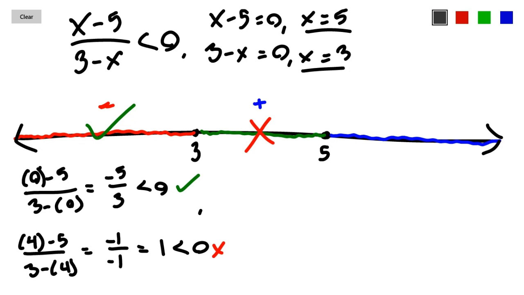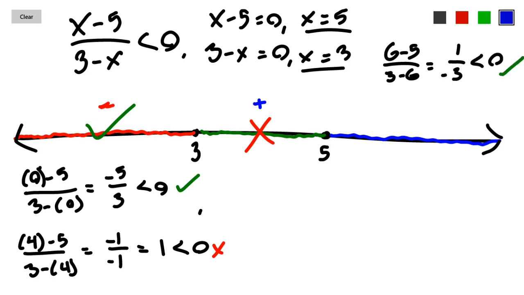And then the last one I'm going to test, I'm going to say that x is equal to 6. So 6 minus 5 divided by 3 minus 6, this gives me 1 over minus 3, which is less than 0. So this is going to give us negative values, which is what we're looking for. So the solution set, all of the values that x can take on, are going to be contained in the two intervals marked with the red line and the blue line in the real number set.